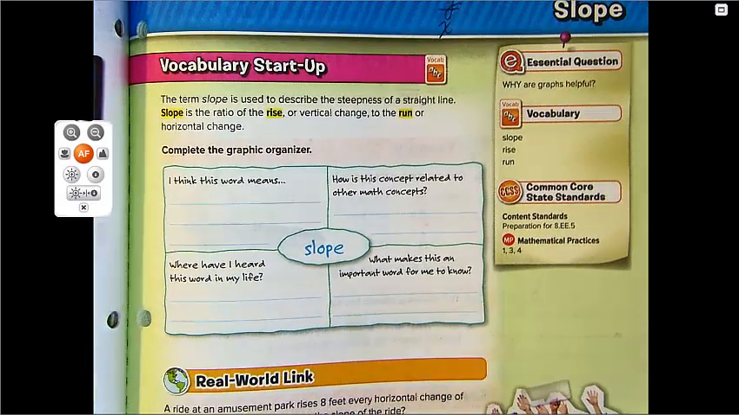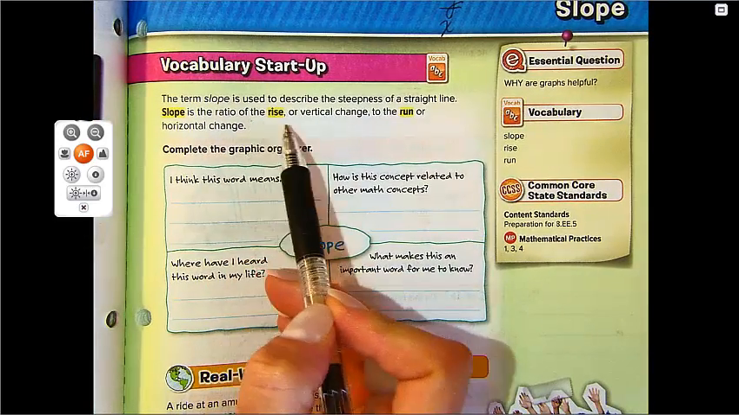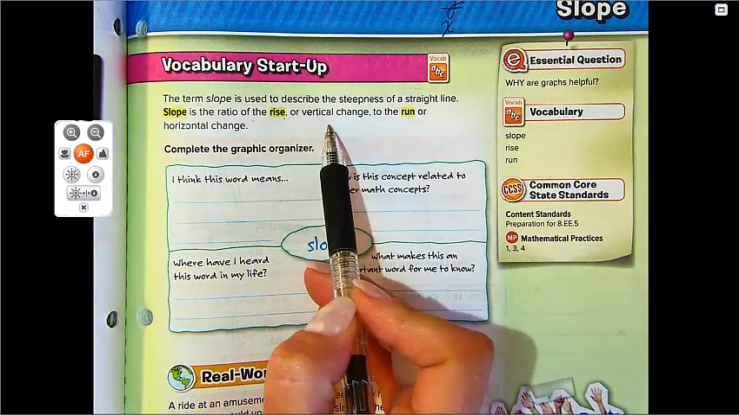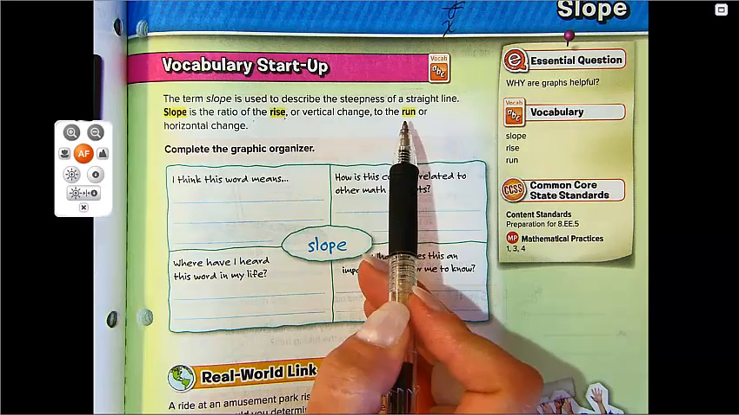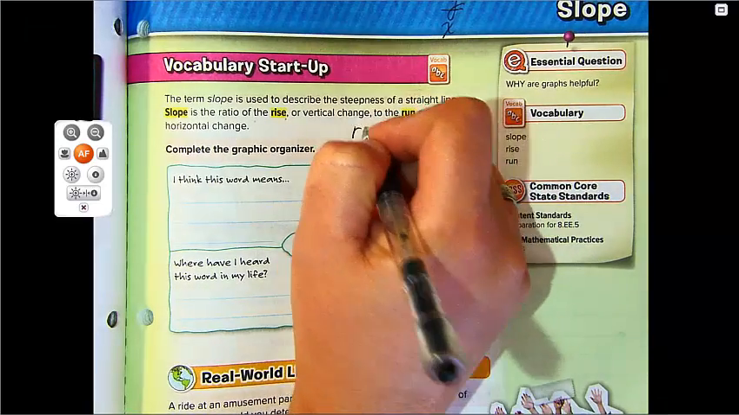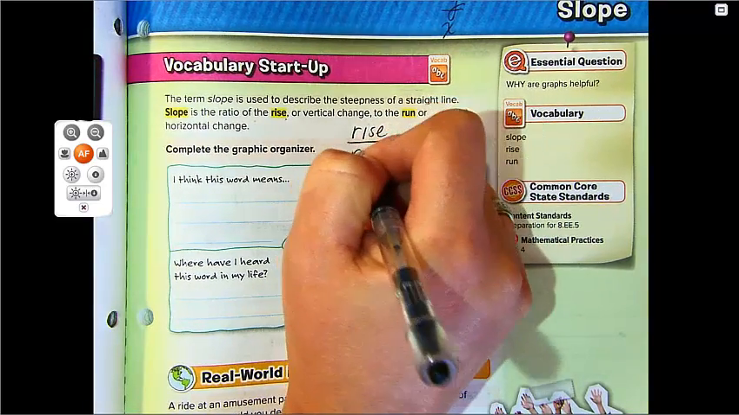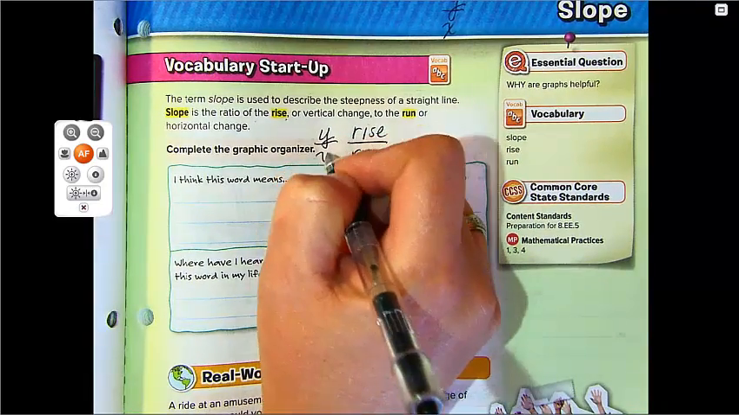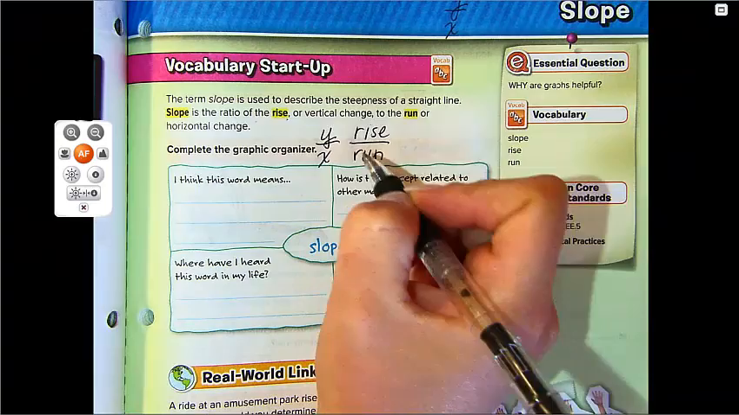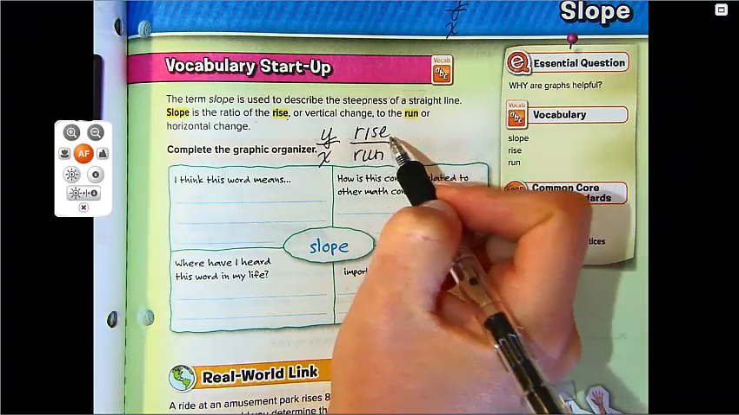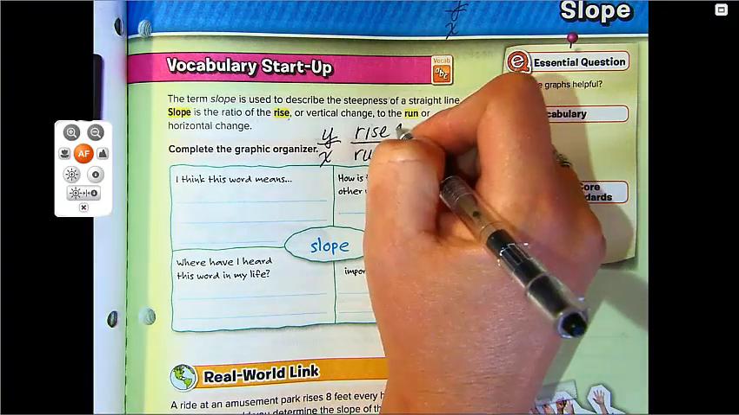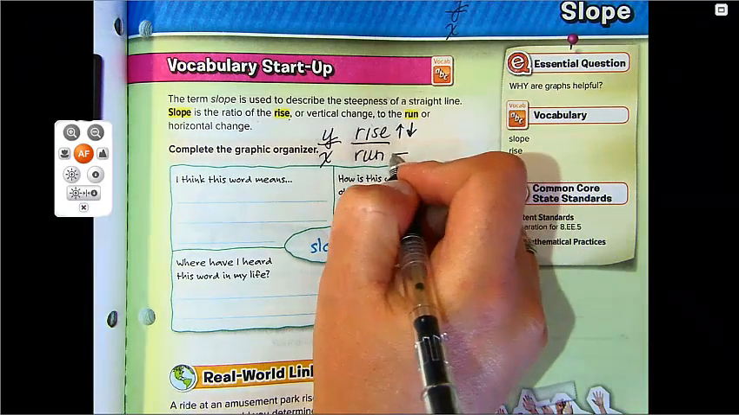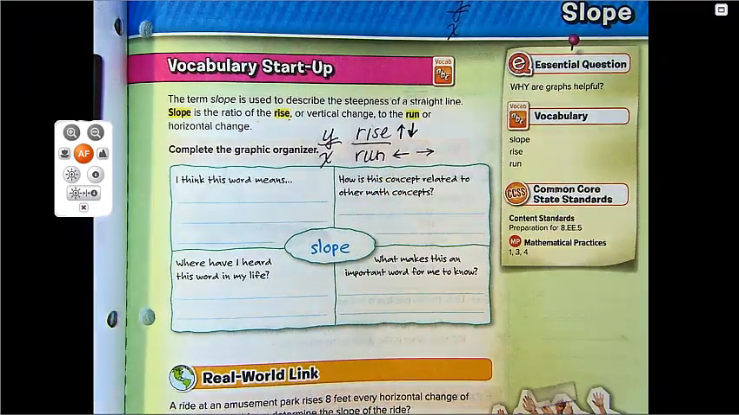Slope is the change in rise, or the vertical change, over the change in run, or the horizontal change. So it's rise over run. Remember, we started with y over x. It's the same thing. Rise then is the change in y, the change up and down. And run is going to be the change left and right, or the change in x.